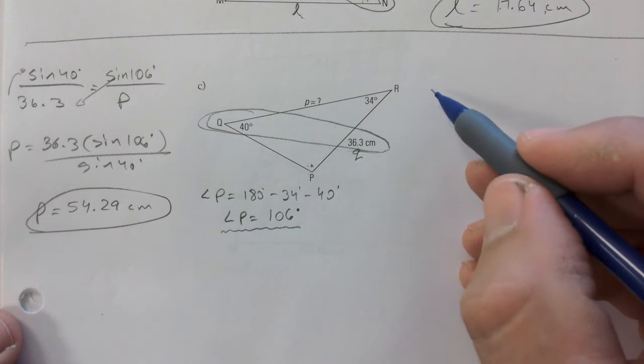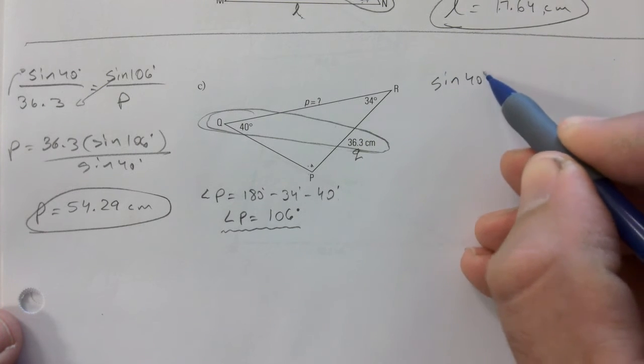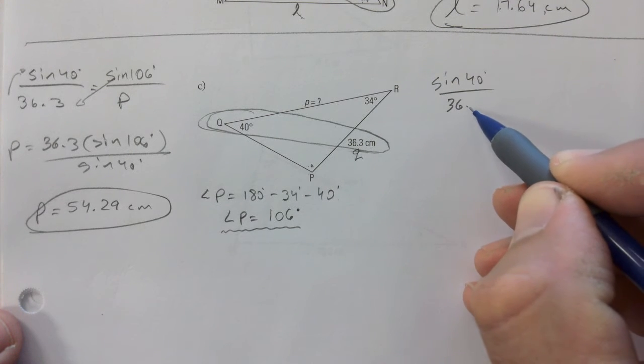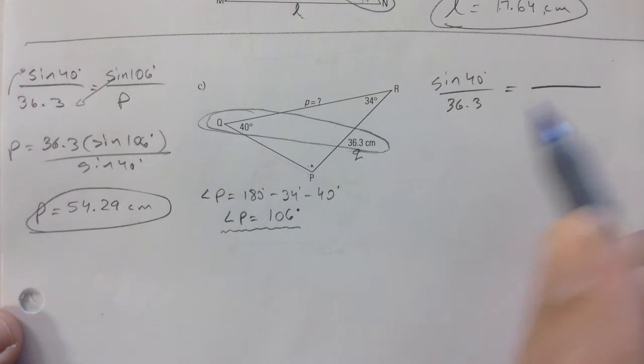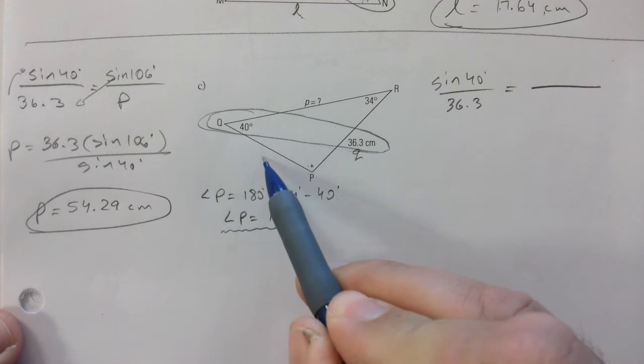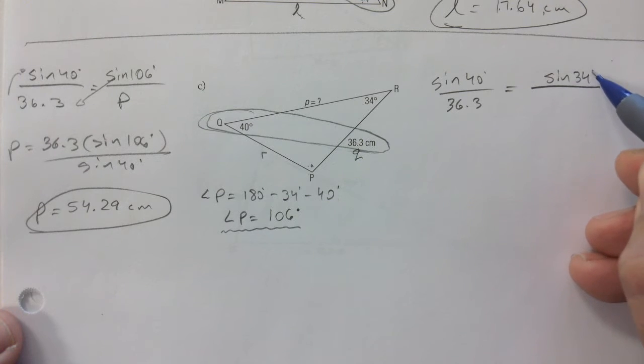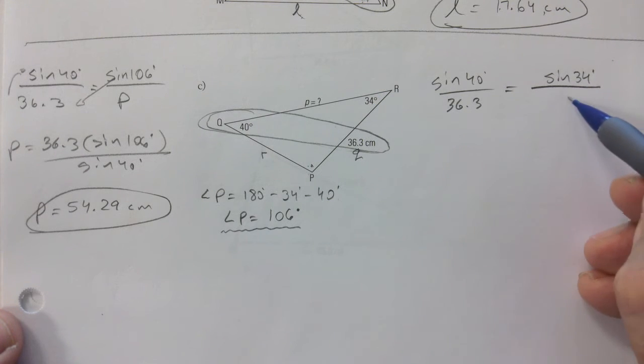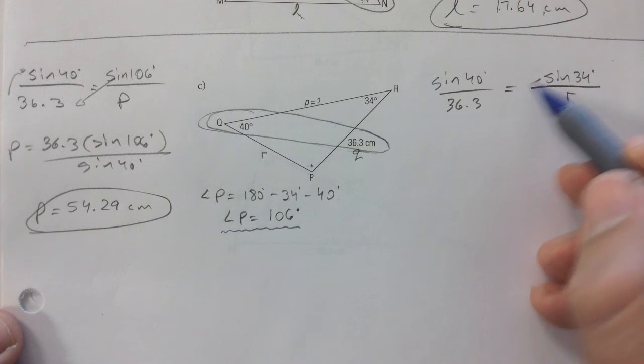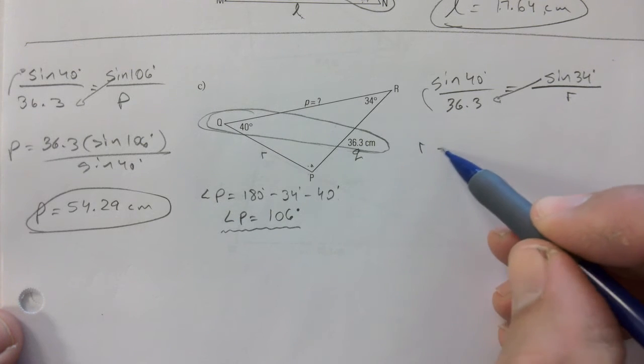Last but not least, I will start with a pair again. But now I'm going to find r, lowercase r. So sine of the angle across from it, right, 34 is going to give me r. Cross multiply and divide.